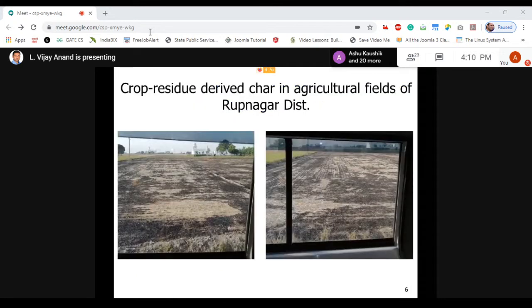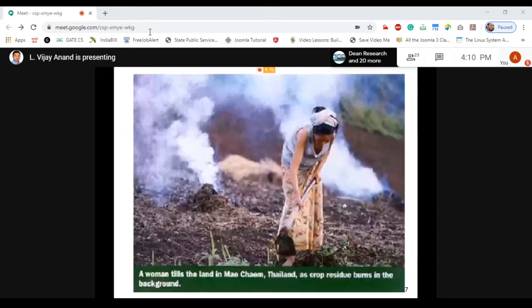Here I'm showing a picture of Roopnagar, especially villages associated with Roopnagar, where we have taken a picture of the fields after the burning of crop residues in that nearby region. And as I already mentioned, this is not just a regional issue, this is a global issue.